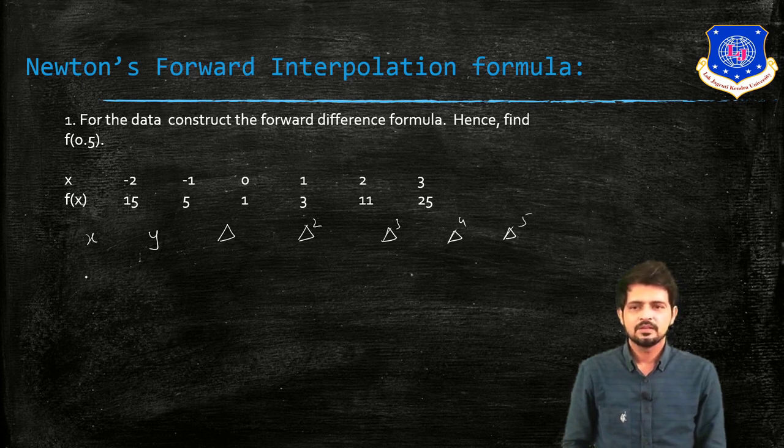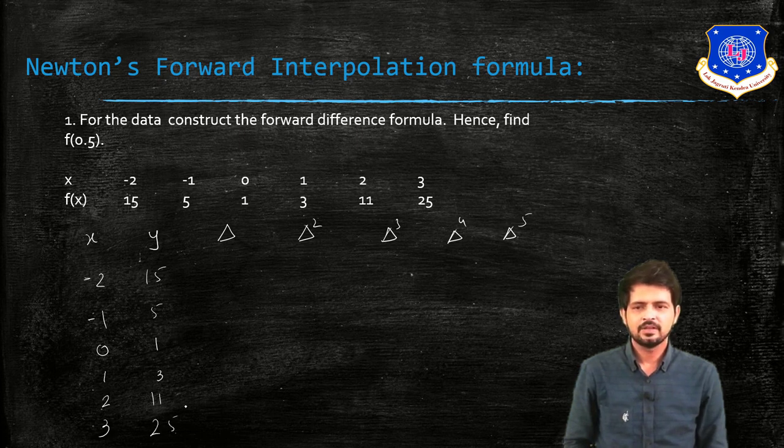Okay, now let us write the values of x: minus 2, minus 1, 0, 1, 2 and 3. Similarly, values of y are also given: 15, 5, 1, 3, 11, 25. Here we have to write the values in the center between these two values. So I have to find y1 minus y0. This is my x0, this is my y0, this is my y1, y2, y3 and so on. I have to take the difference, higher value minus lower value.